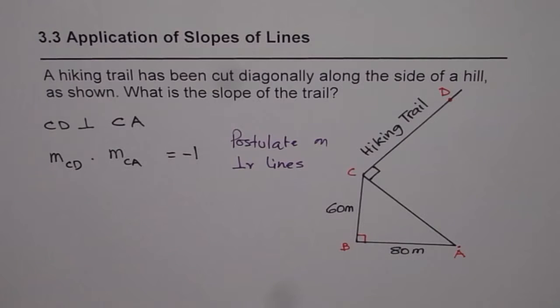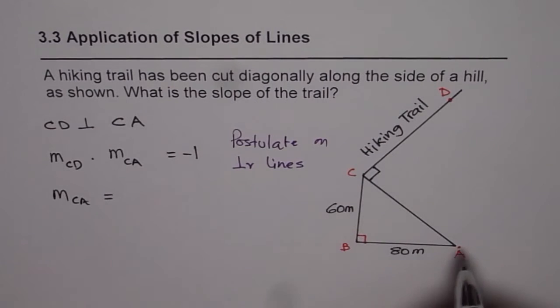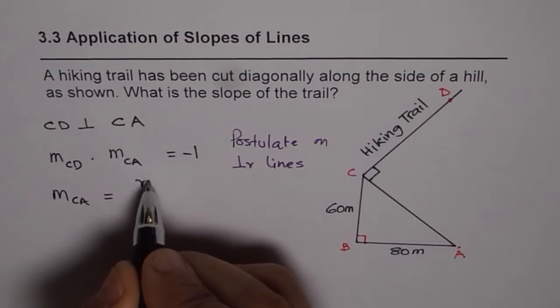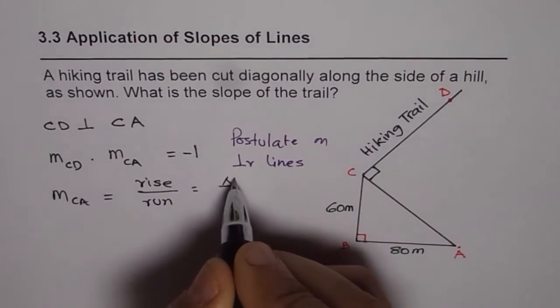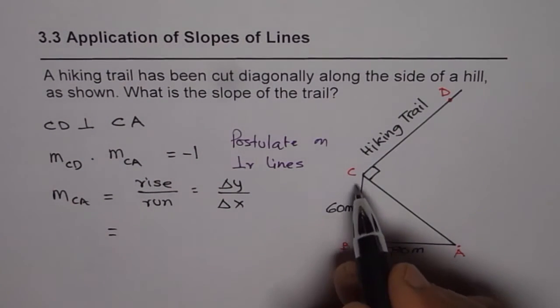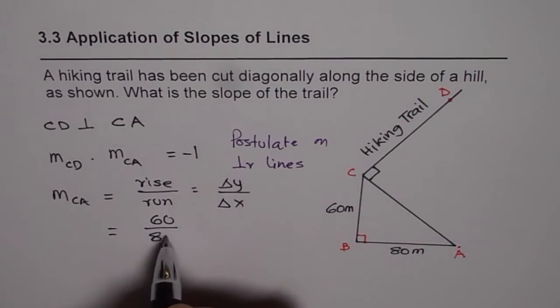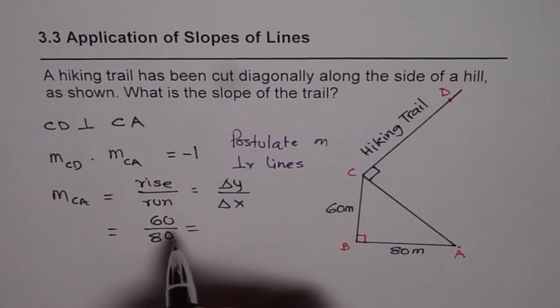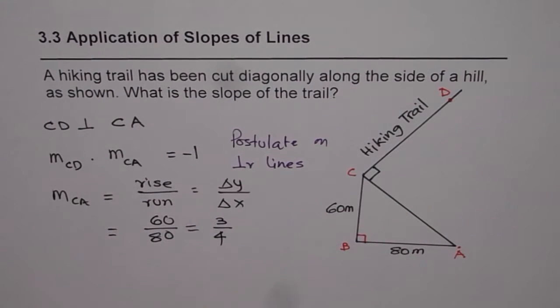Now what we can do is find the slope of CA. Slope of CA is rise over run, or you can say change in y value, delta y, that is by definition, over delta x. Now in this particular case, delta y is 60 meters. Let me write 60 here. And change in x is 80, right? When you simplify it, you can divide both by 20, so you get 3 over 4. So 3 over 4 is the slope of CA, and therefore, what is going to be the slope of CD?